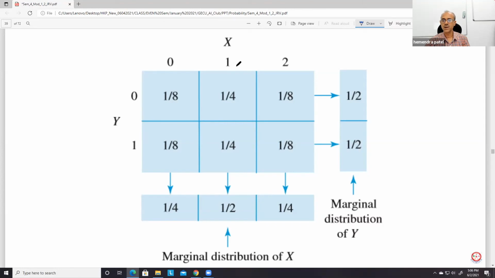Okay. Now x has value 1. It means that there is 1 head in the first 2 tosses. So there are 2 possibilities. Either the first is head or the second is head. So 2 by 8, and therefore the probability is 1 by 4.